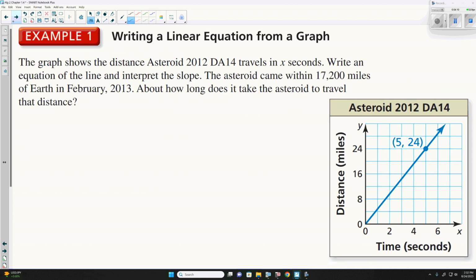Let's look at the first problem. We're going to go over this here. The graph shows the distance asteroid 2012 DA14 travels in x seconds. Write the equation of a line and interpret the slope. The asteroid came within 17,200 miles of Earth in February 2013. About how long does it take the asteroid to travel that distance?